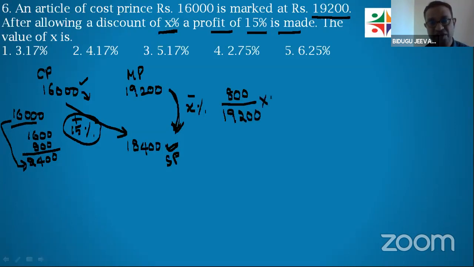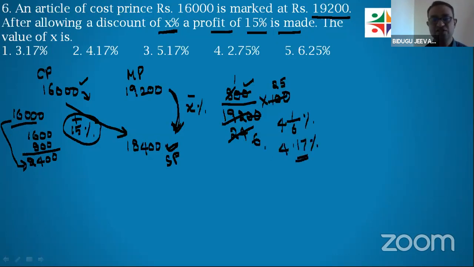From where is it reduced? 19200. 800 into 100 is what percent of 19200? Simple simplification, and 0 gets cancelled. 8 ones are 8, 8 twos are 16, 8 fours are 32, 4 sixes are 24, 1 by 6%. It is nothing but 4.17 approximately, right? So to make it a round figure, your answer is second option.